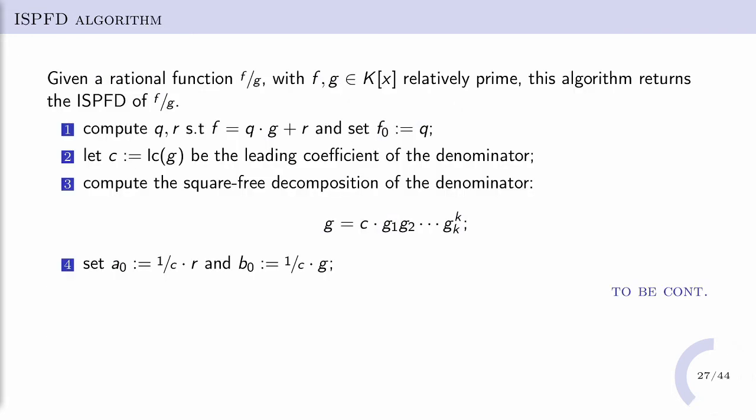The formal algorithm that computes this ESPFD works like this. We start with f over g. First of all, we compute the polynomial part as a quotient of f over g, and we leave the remainder as the numerator. Then we compute the square-free decomposition of the denominator, and we cancel the numerator and denominator. We just get rid of this constant term in the denominator, and we move it to the numerator.